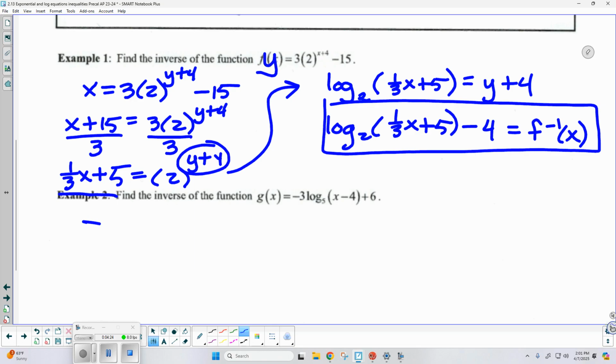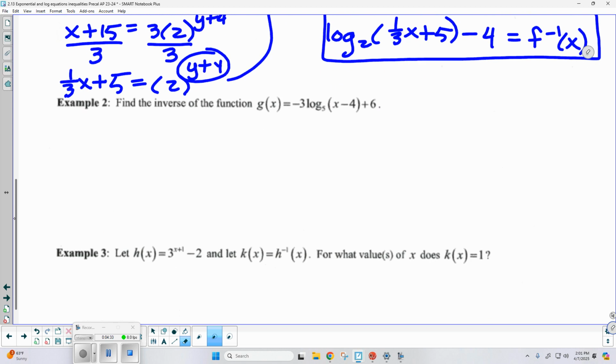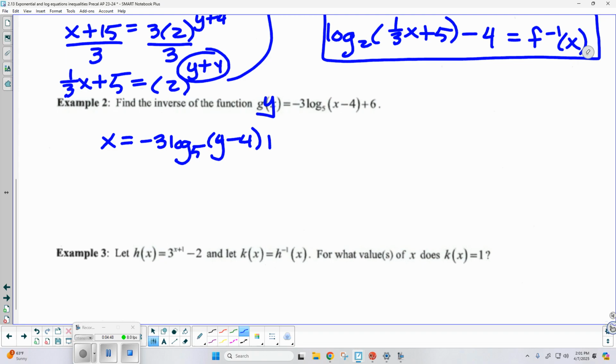Not terrible, right? Okay. All right, well, let's try number 2. Now this time I want to take a log and I want to find its inverse, the exponential. All right, so this starts y equals. So I'm going to switch x and y. So x equals -3 log base 5 of y minus 4, plus 6.